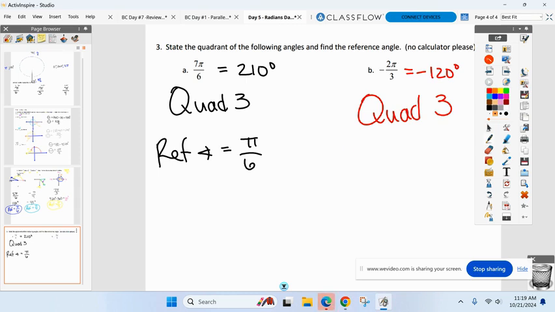And finally, let's talk about the reference angle without having to graph it. If you got negative 2 pi over 3, suggestions on what the reference angle is? Pi over 3. Negative pi over 3 or just pi over 3? Just pi over 3 because it has to be positive. Okay, just pi over 3.